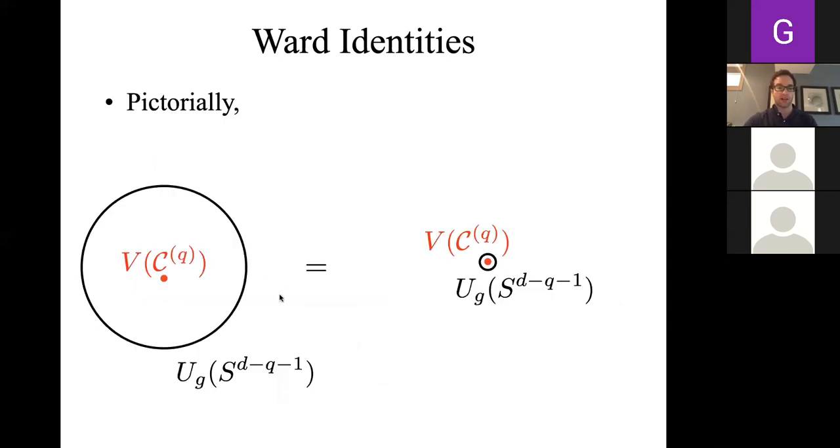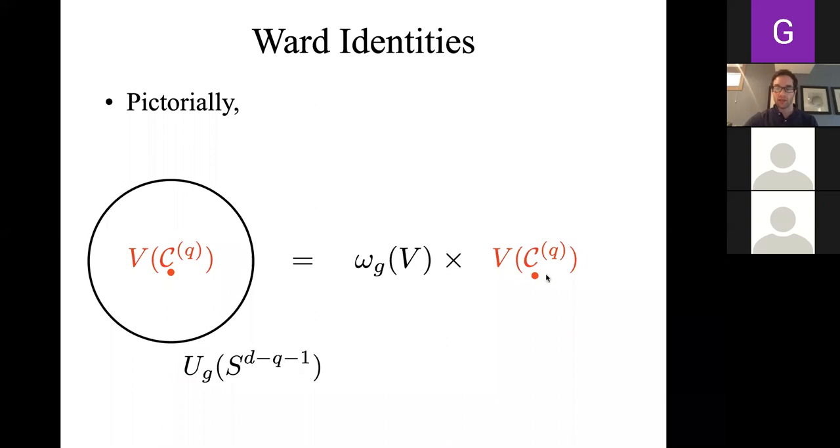Pictorially, it looks like this. I take my charged operator, I surround it by one of these symmetry generators. Because the symmetry generator is topological, I can shrink it at will. And if I shrink it all the way to a point, I'm going to get this charged operator times a phase.